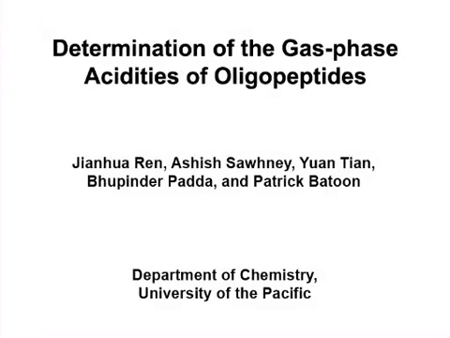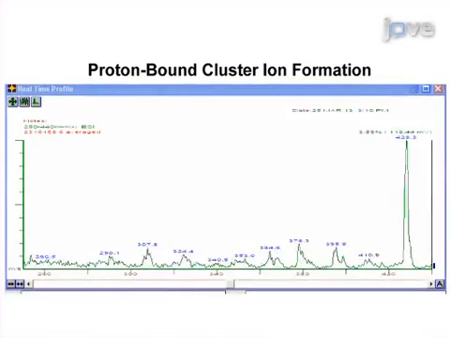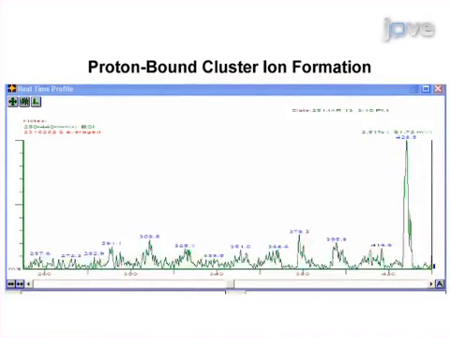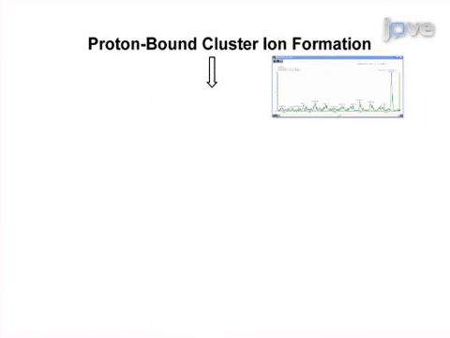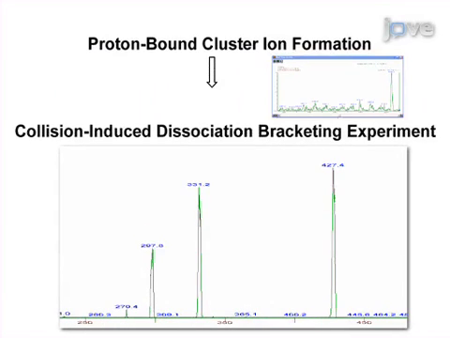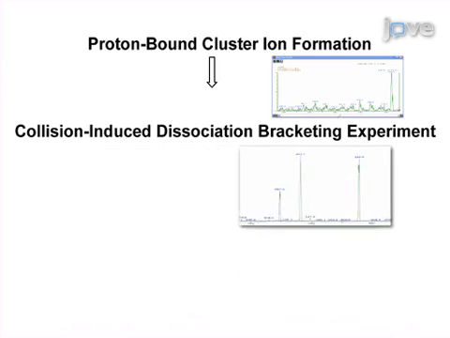The overall goal of this procedure is to apply the Cook's kinetic method to determine the gas phase acidity of a cysteine polyalanine peptide. This is accomplished by first generating proton-bound cluster ions. The second step is to perform the collision-induced dissociation bracketing experiment.